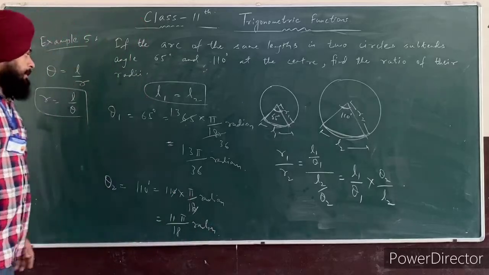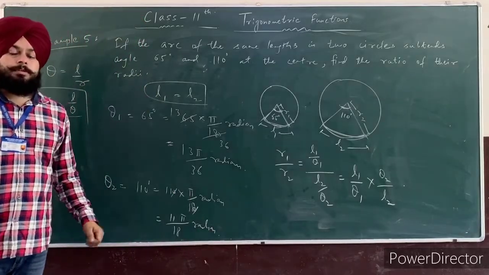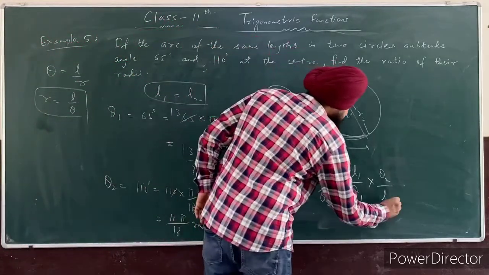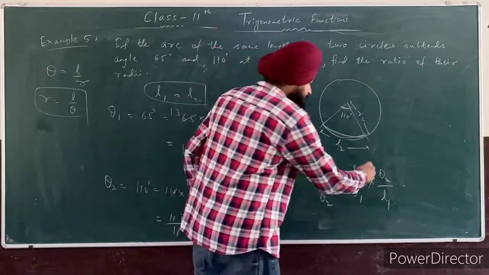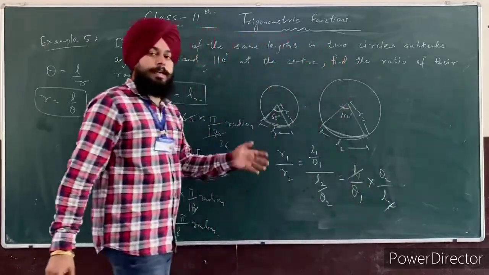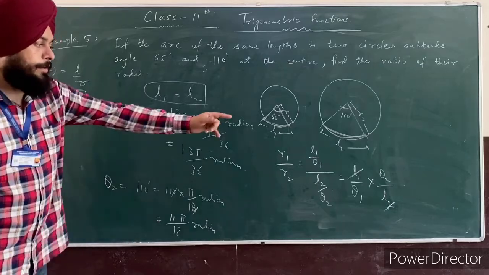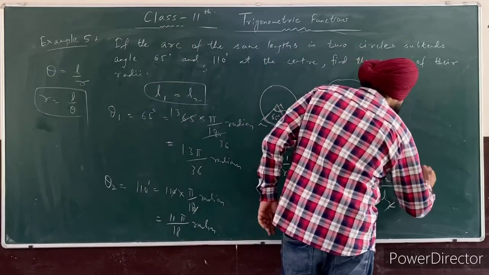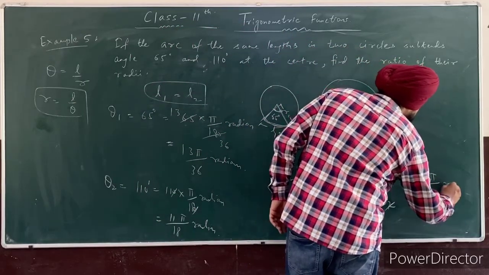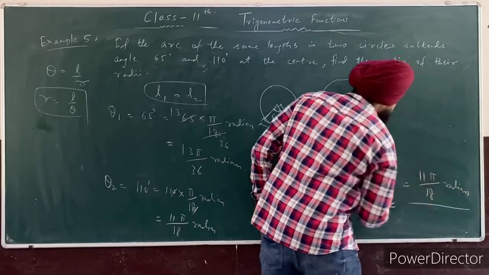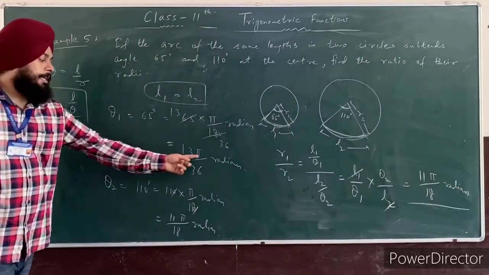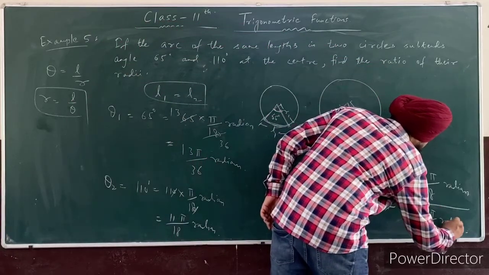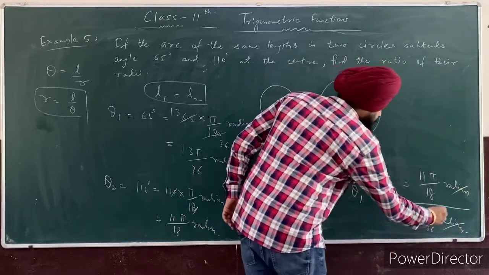Clear? Now L1 is equal to L2, because the length of the arc was the same. तो तुम L2 या L1 लिख सकते हो, दोनों same हैं. L1 और L2 cancel हो जाएगा. Clear? Now you have to put the value of theta 2. Theta 2 is 11π by 18 radian. And the value of theta 1 is 13π by 36 radian. Radian cancels, π cancels.